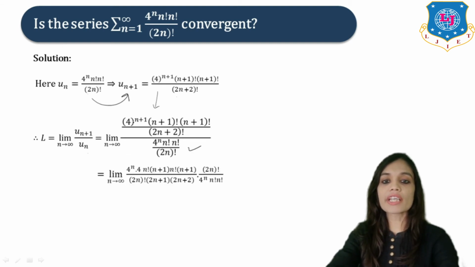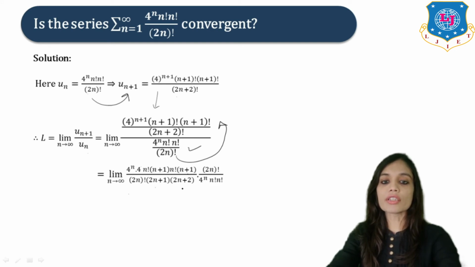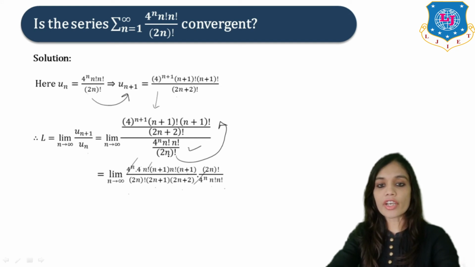On simplifying, this will be replaced by 4 raised to n into 4. We can write n plus 1 factorial as n factorial into n plus 1. Similarly, this can be written as n factorial into n plus 1. This will go in the numerator. Here will come 2n factorial. Next, this can be written as 2n factorial into 2n plus 1 into 2n plus 2. This will remain as it is, 4 raised to n into n factorial into n factorial. So what is getting cancelled out? These two will get cancelled out, n factorial will get cancelled out, 2n factorial will get cancelled out.